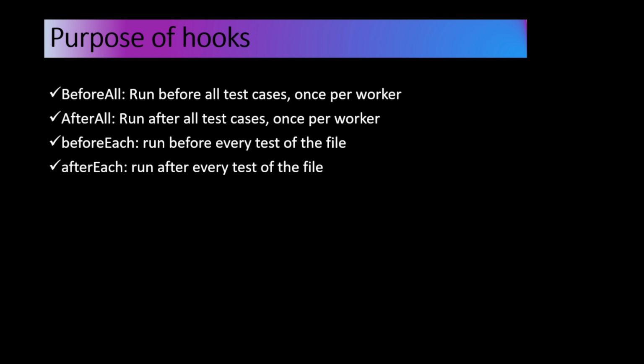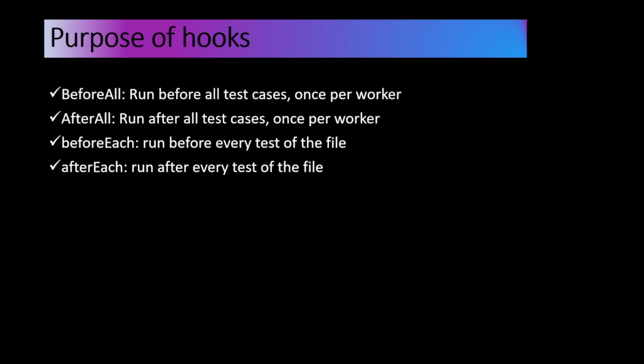Talking about the purpose of different hooks in Playwright. In Playwright, we have before all that runs before all the test cases, but once per worker. And after all runs after execution of all test cases, but once per worker. I'll talk about this worker concept soon. Talking about before each, before each will execute before execution of each test case, and after each will execute after execution of each test case, right? So now we have understood the purpose of these hooks.